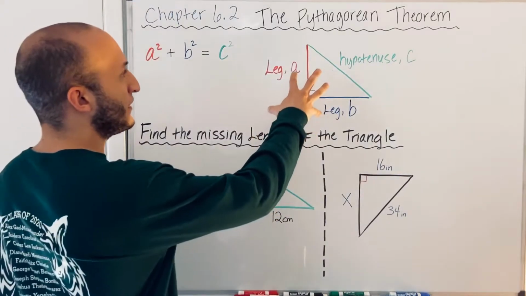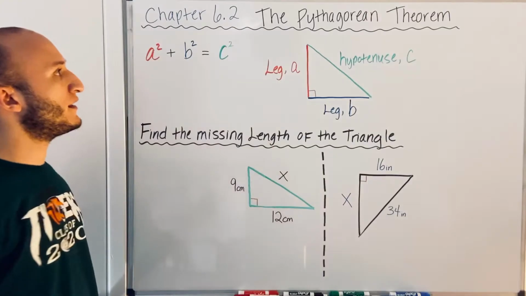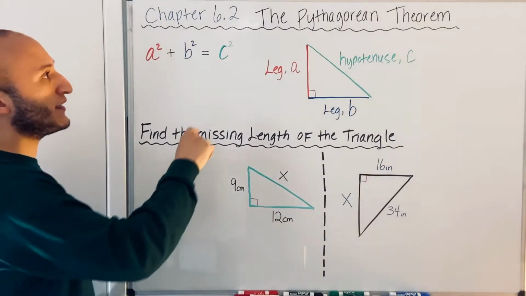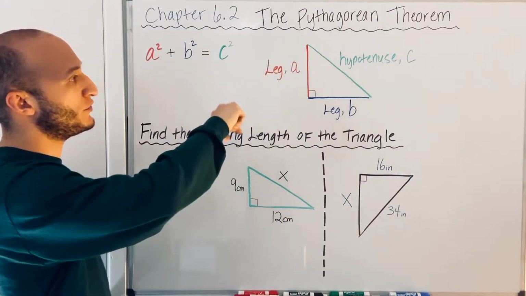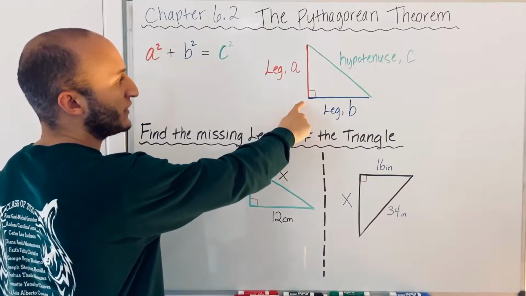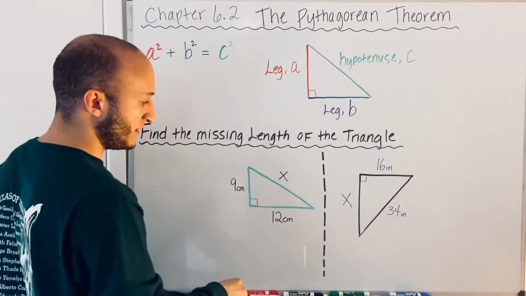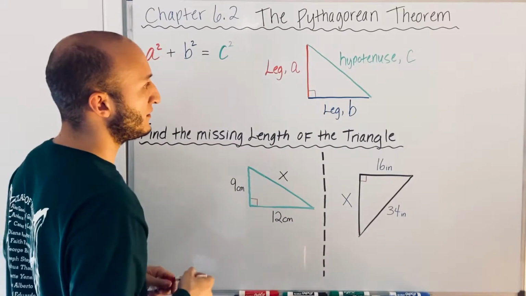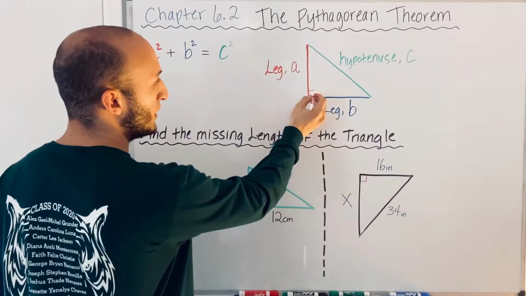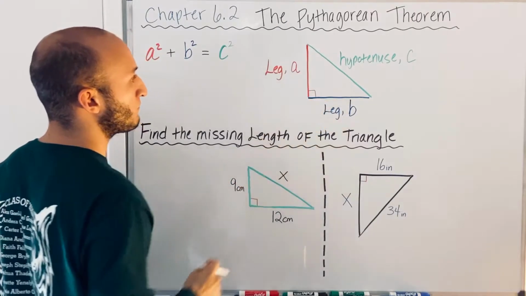Say I have a right triangle, and let me remind you that the Pythagorean Theorem can only be used with right triangles, meaning one angle is 90 degrees. We know that 90 degrees is labeled by this little box here. So this is 90 degrees.